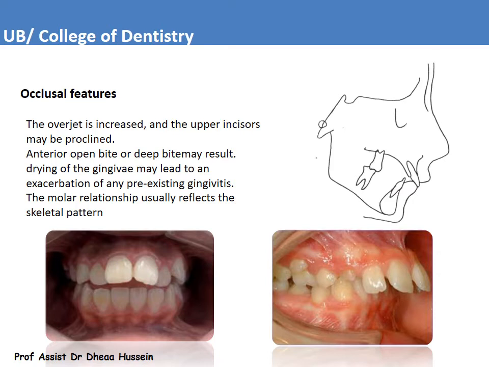When there is lip incompetence, there will be some sort of gingival inflammation because of dryness. The molar relationship usually reflects the underlying skeletal pattern.